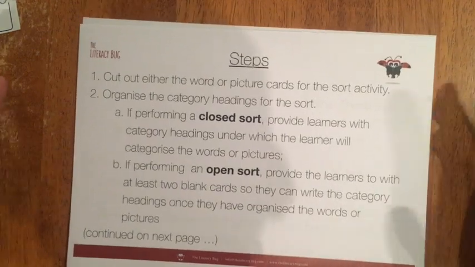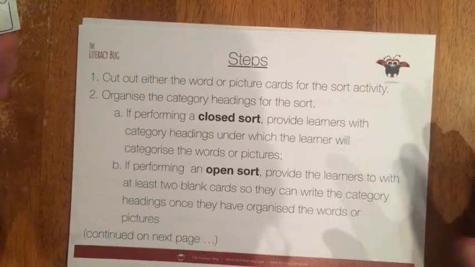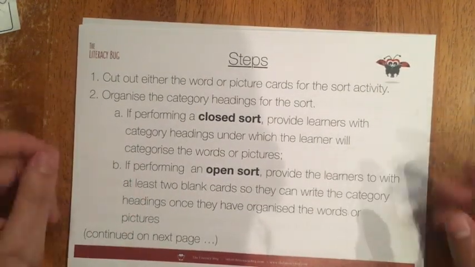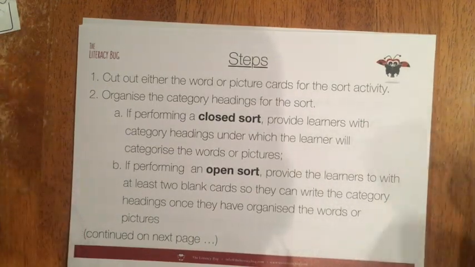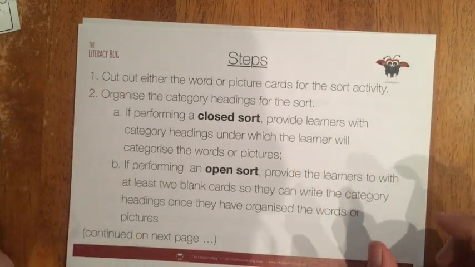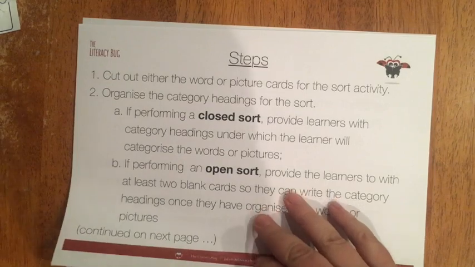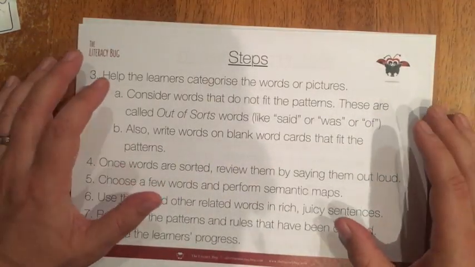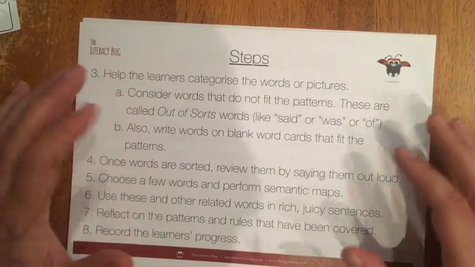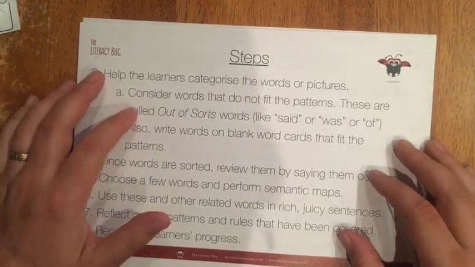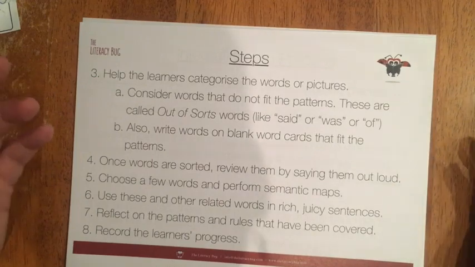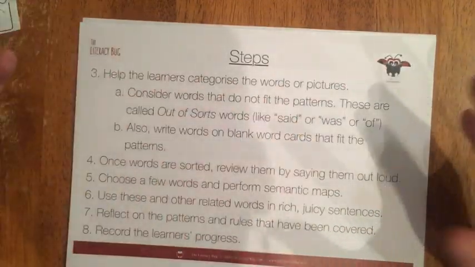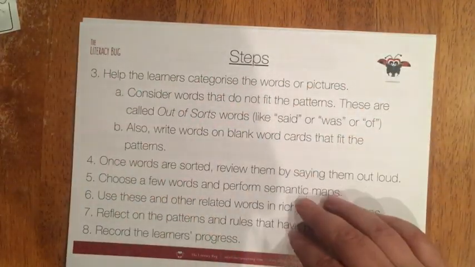Steps, I'll fly through these quickly as well. Cut out the word sorts. If you're performing a closed sort, give them the categories. If you're performing an open sort, give them blank cards to write the categories on after they've sorted the words. After the words have been sorted, consider words that don't fit the pattern. Put these in the out of sorts category. Also write words on blank word cards that also fit the pattern. So it shows I understand this pattern enough that I can give you other examples.